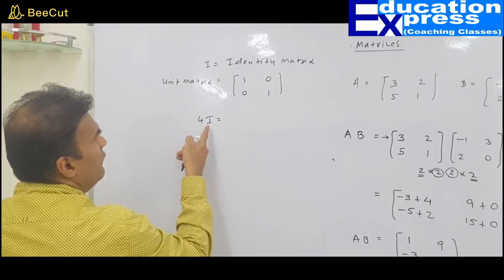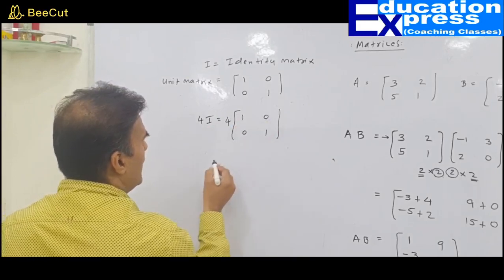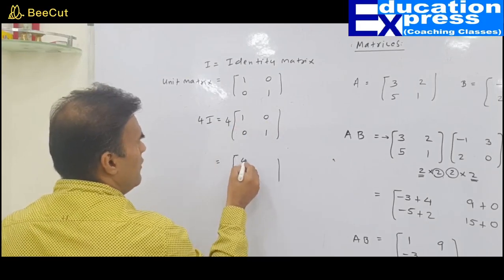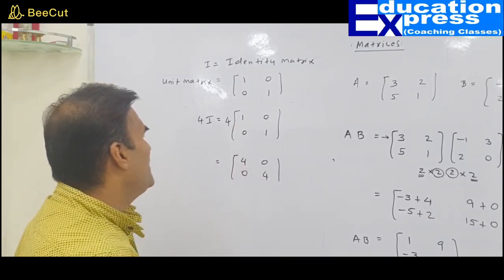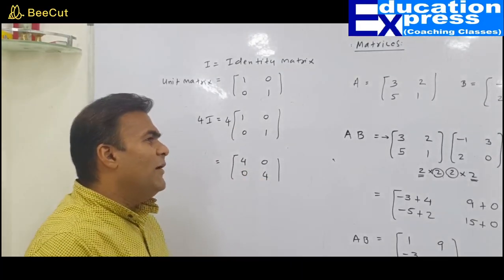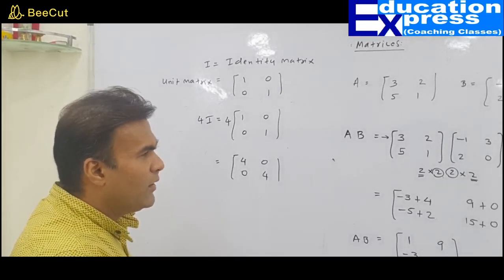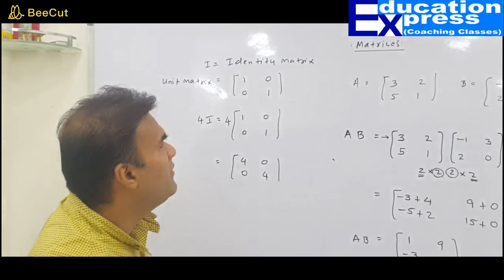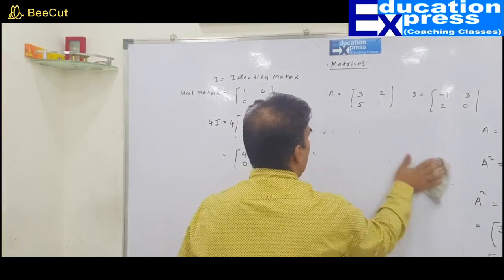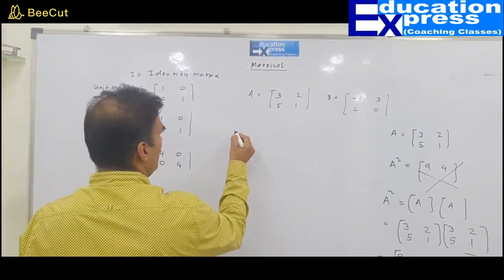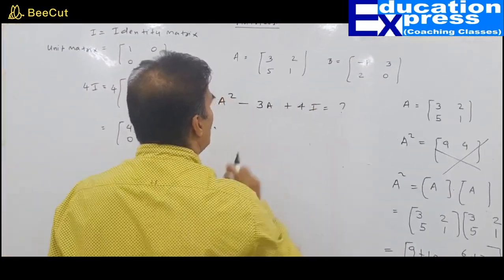So if you find out 4I, what do you need to do? 4 times [1, 0; 0, 1]. Can you multiply that? Of course, sir. [4, 0; 0, 4]. So my dear friends, this becomes as simple as any other matrix multiplication. In fact, simpler than that. Supposing I modify my question a little further, and I wish to find out the value of A square minus 3A plus 4I, how much will it be?